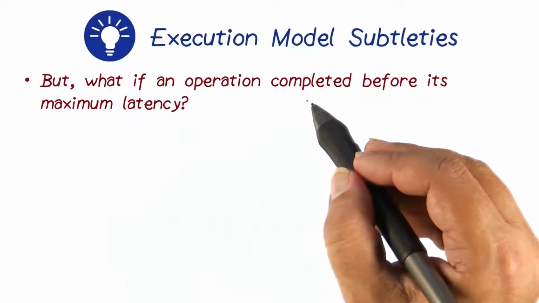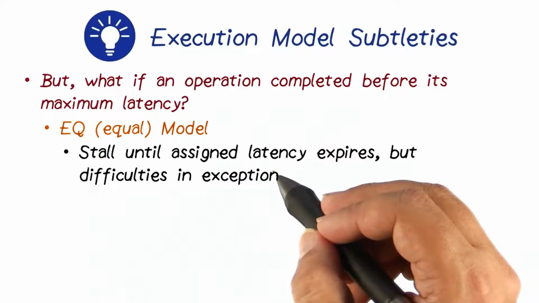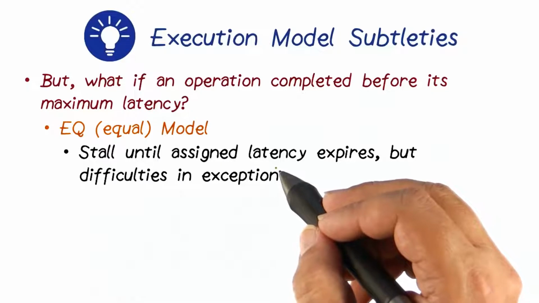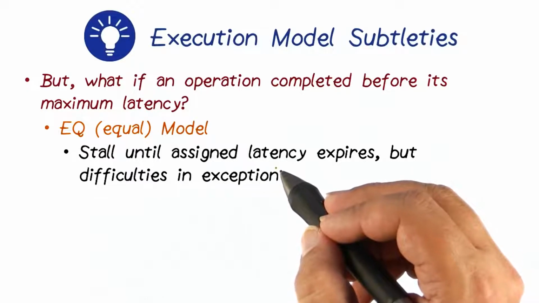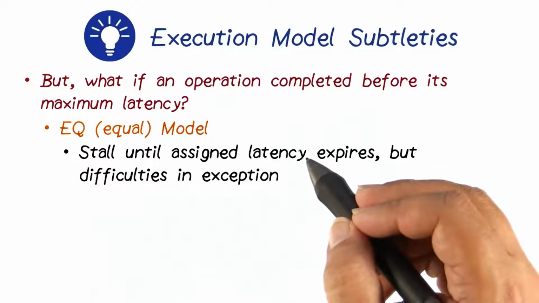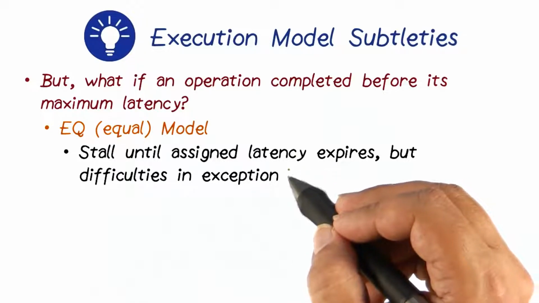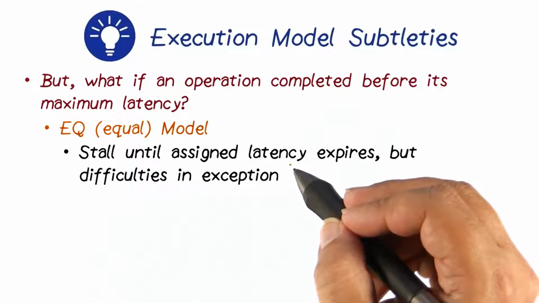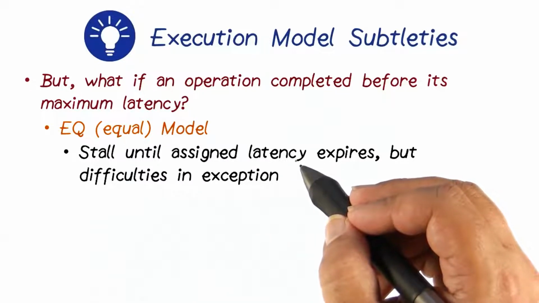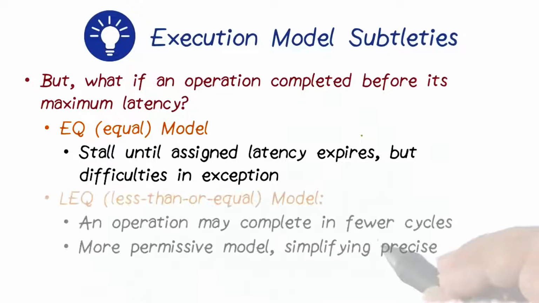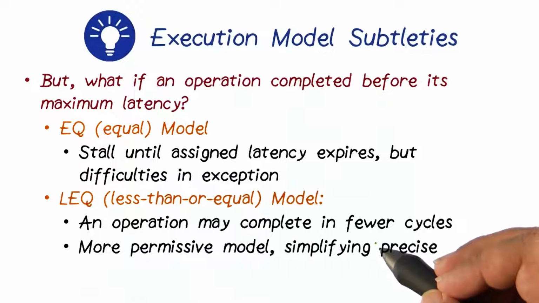So what happens if the operation completes before its maximum latency? So the first model is called as equal to or EQ model. What does it do? It stalls the instruction until the assigned latency expires, and so the load completes only in a fixed number of cycles which is equal to the maximum number of cycles. Well, what's the problem with that? There will be a problem in processing the exceptions because we have this load which is completing in a maximum number of cycles, so no cycles are left for handling any problems about accessing the memory. Apart from exceptions, this is also an inefficient model because you are unnecessarily stalling even though you have values in hand. The second model, as one could imagine, is less than equal to model.